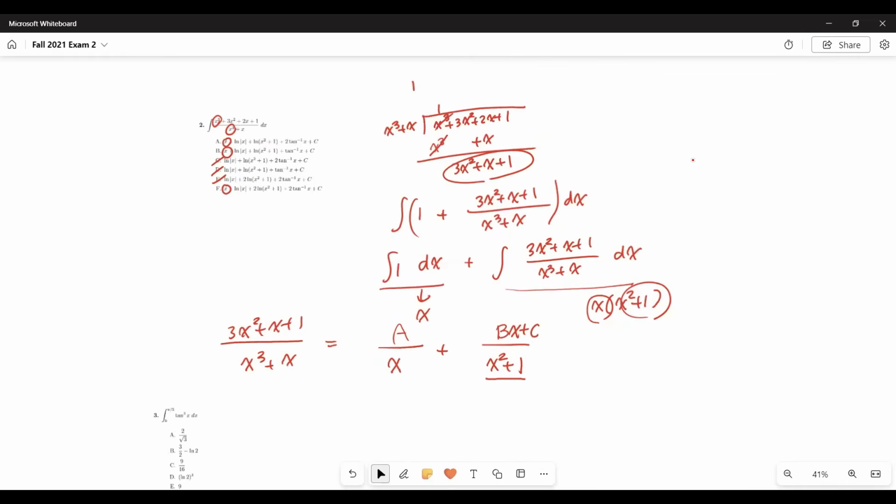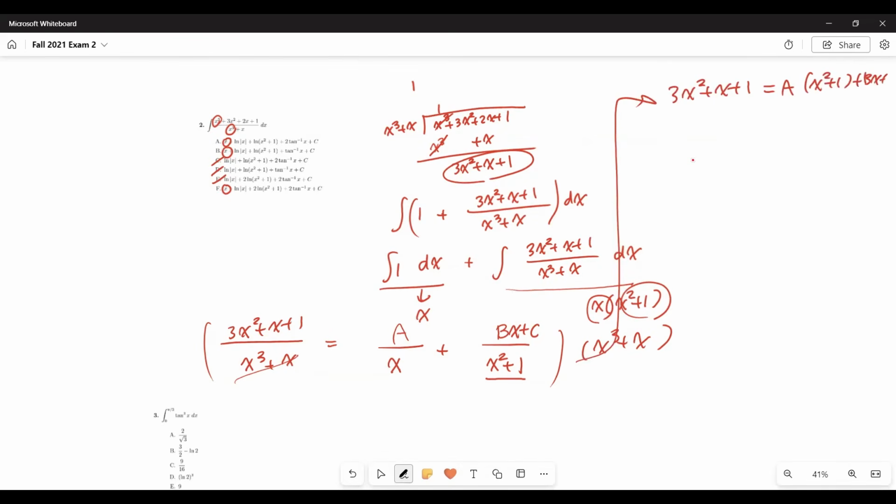So if you want to delete the x cubed plus x and x squared plus 1, what we can do is just multiply x cubed plus x on both sides, so we don't have to deal with the denominator. So let's do that. This will become 3x squared plus x plus 1 is equal to a(x squared plus 1) plus (bx plus c) times x.